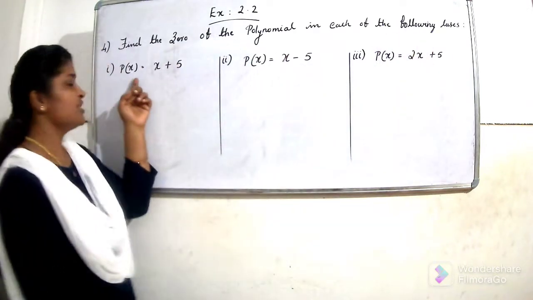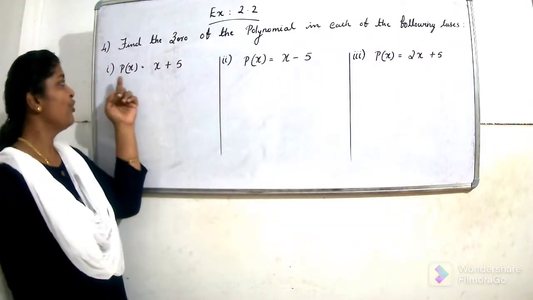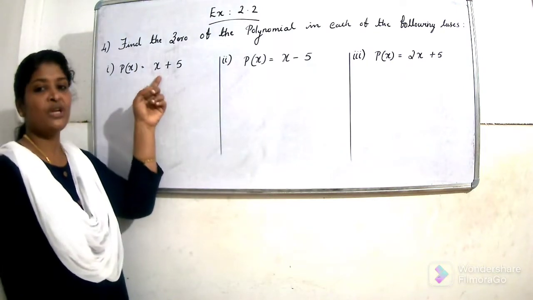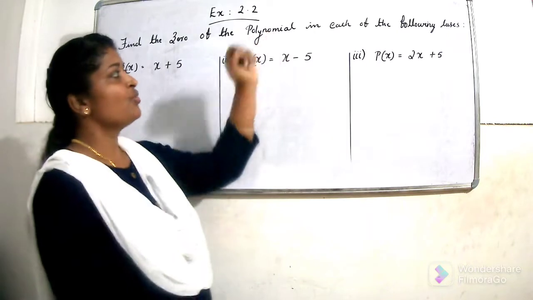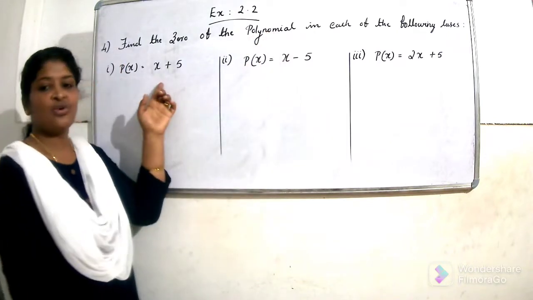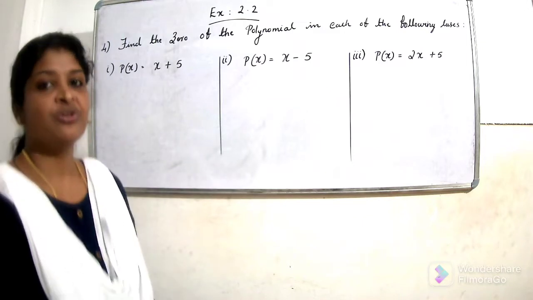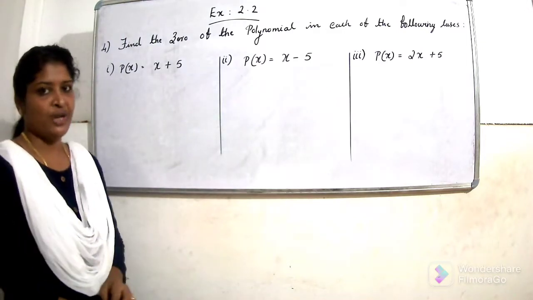So the first question, the polynomial they have given is p of x equal to x plus 5. For this polynomial, what we have to find out? The zero of the polynomial. Last day we saw how to find the zero of the polynomial. So let us start.